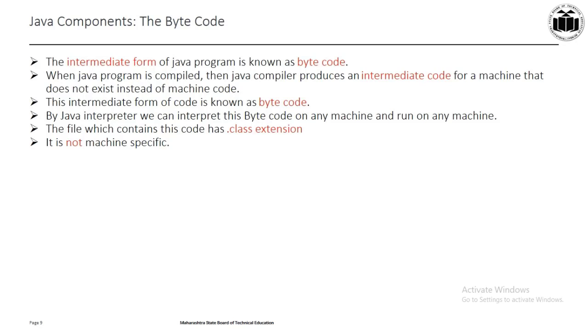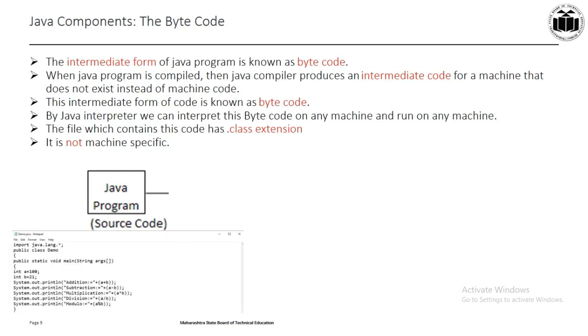So there are three components of Java: bytecode, Java Development Kit, and Java Virtual Machine. In this slide, we will understand the concept of bytecode. Java bytecode is the instruction set for Java Virtual Machine. The intermediate form of Java program is known as bytecode. So now we will see this concept through example.